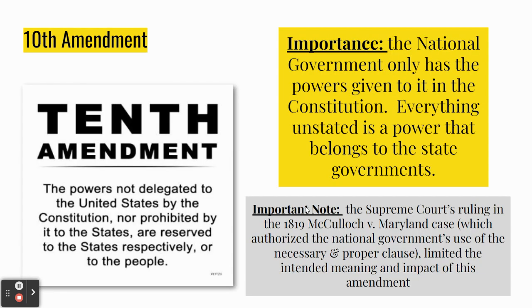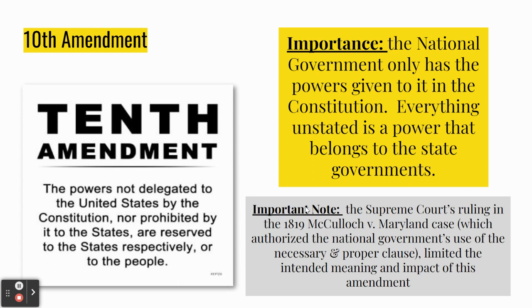And the Tenth Amendment sort of works opposite. It basically says that the national government, right, can only do what's listed in the Constitution, right? The national government is limited. So, citizens have rights that are not listed in the Constitution, but the national government is not supposed to be doing more than what is specifically listed in the Constitution. Everything that is unstated, right, basically is supposed to belong to the state governments.